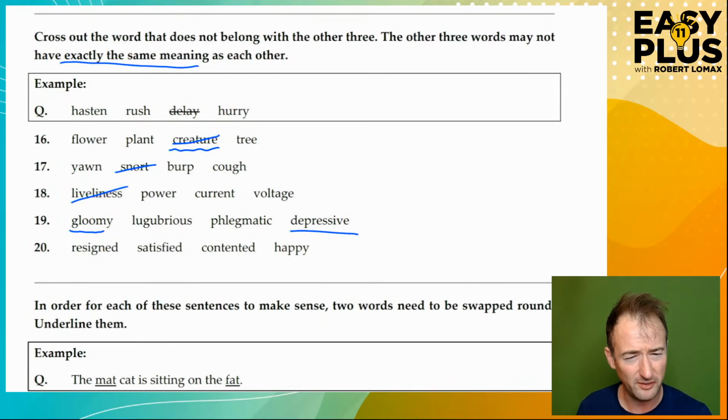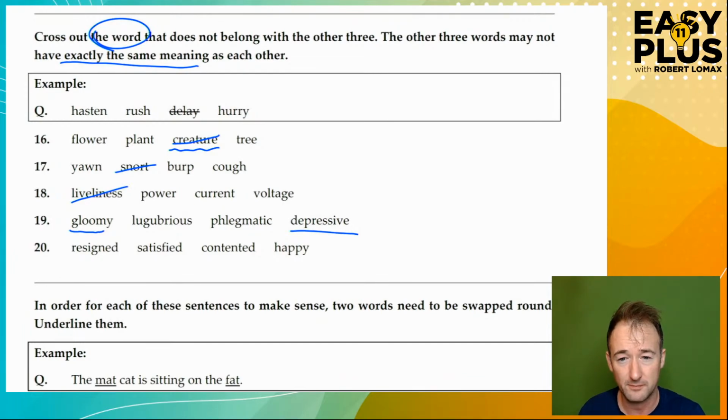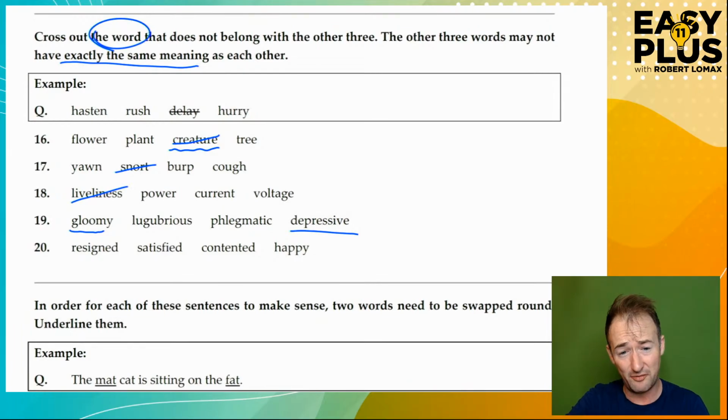Does that make sense? If I spot two words that really clearly belong together, then neither of those can be the odd one out, because they'd have to be the odd two out. And the question is looking for the one word that does not belong. So I know the answer must be, almost certainly, lugubrious or phlegmatic. So even if I can't get any further, I'm down to a 50-50 guess, which is much better than guessing between four options, which I'd have to do if I hadn't gone through that first bit of logic.